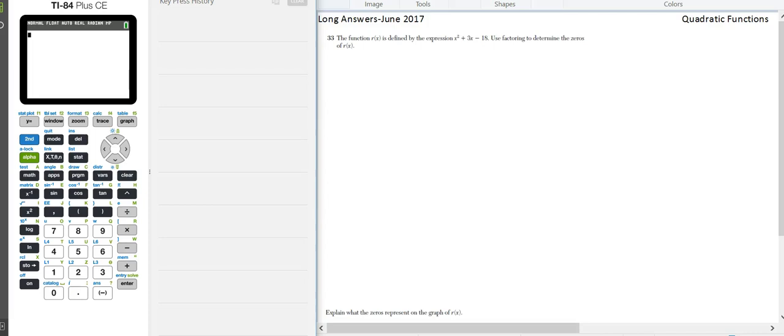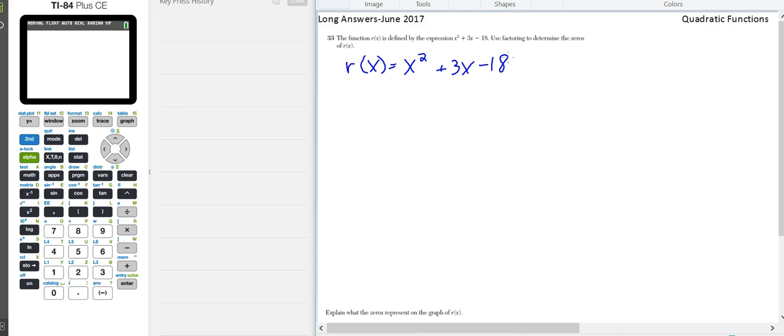This is a long answers question from the June 2017 Regents. The function r of x is defined by the expression x squared plus 3x minus 18. Use factoring to determine the zeros of r of x. So they tell us r of x is equal to x squared plus 3x minus 18, and we need to use factoring to determine the zeros of r of x.